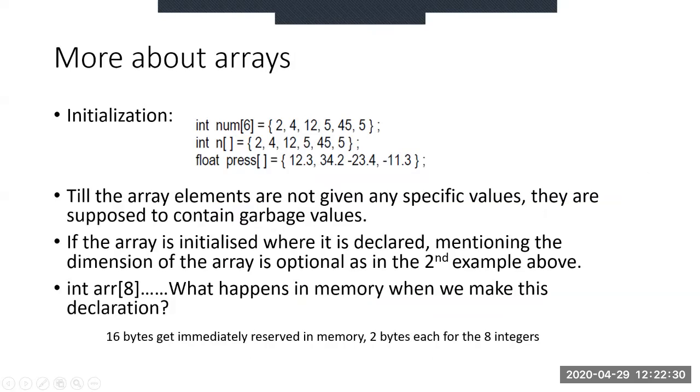Now, just another interesting question. If the array declaration says int array 8, what happens in the memory when we make this declaration? 16 bytes will get immediately reserved in the memory, assuming 2 bytes for each of the 8 integers. We will assume that the integer data type is represented with 2 bytes, right? Now, because we want to store 8 integers, therefore 16 bytes will immediately get reserved.